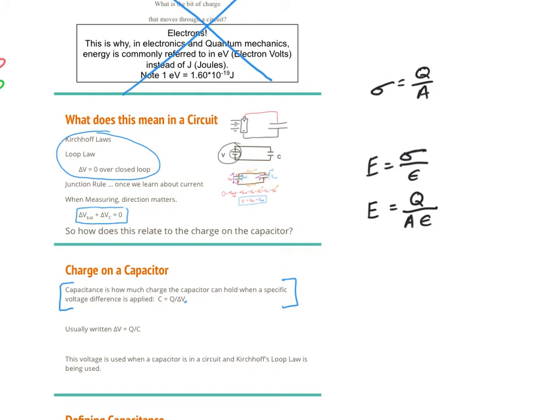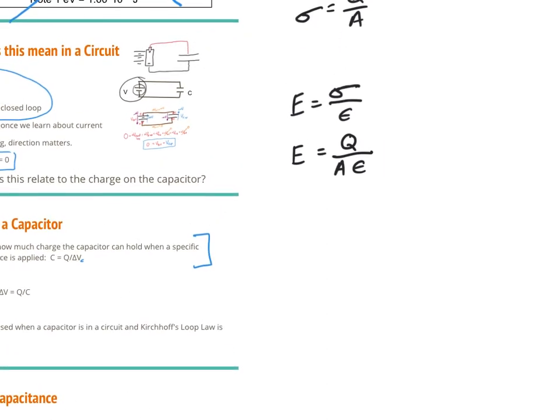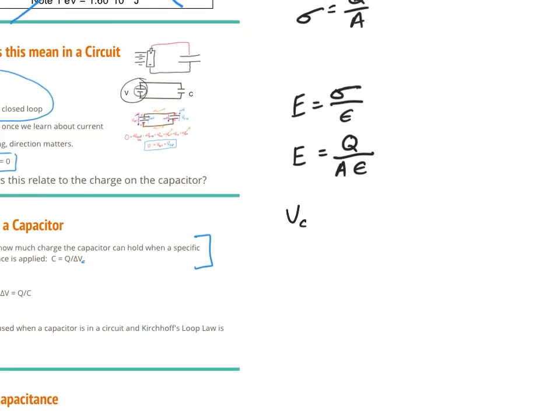I also know from up here that the difference in voltage across the capacitor is equal to the electric field across the capacitor multiplied by the distance across said capacitor. Plugging in this value for E, V_C equals Q D over A permittivity.